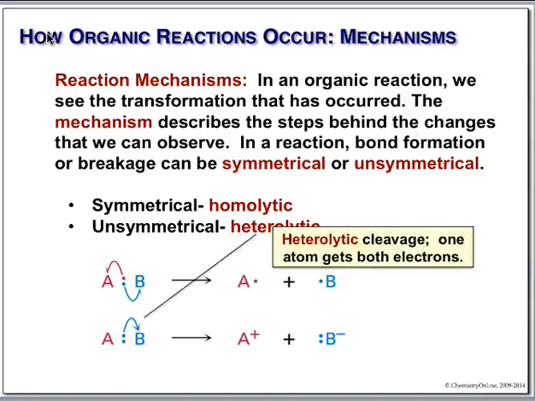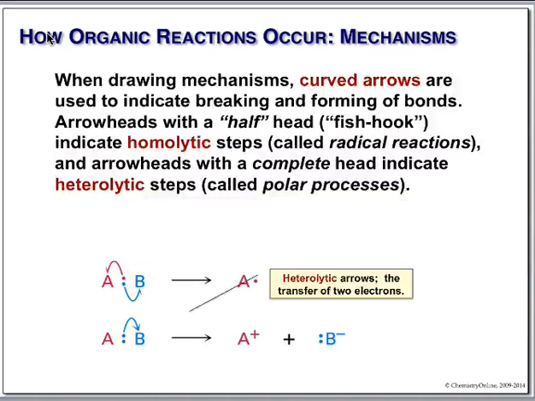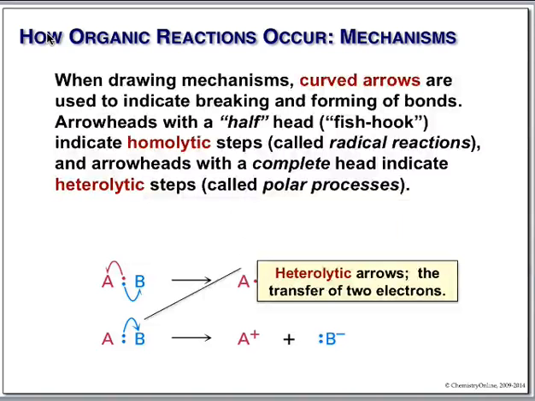A detail, but still: this arrow transfers one electron, this arrow transfers two electrons, a full arrowhead. These are polar reactions because we're generating ions. The homolytic reactions are radical reactions because we're generating an unpaired electron species. Polar, radical.